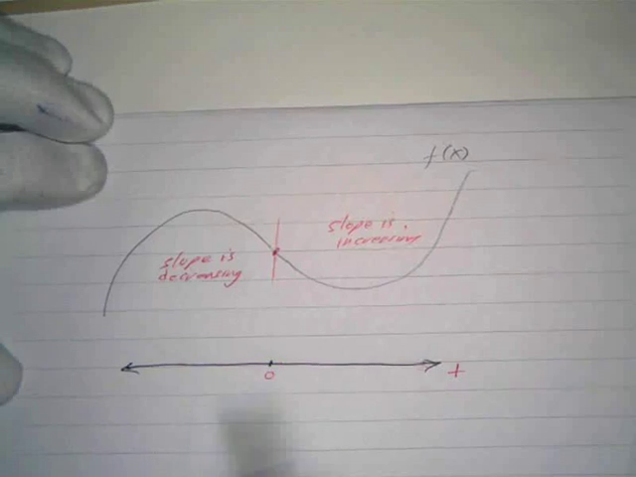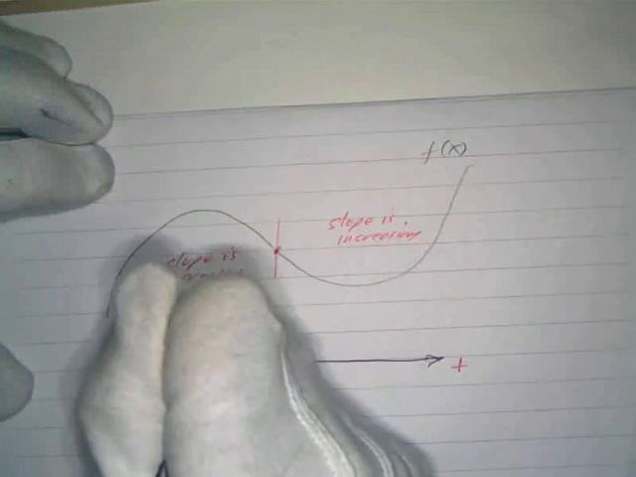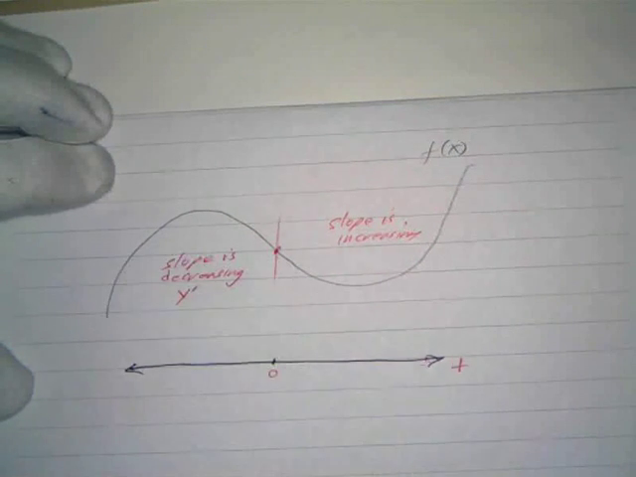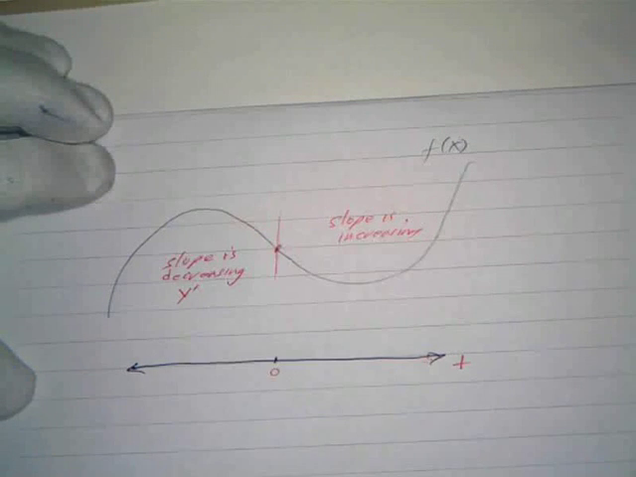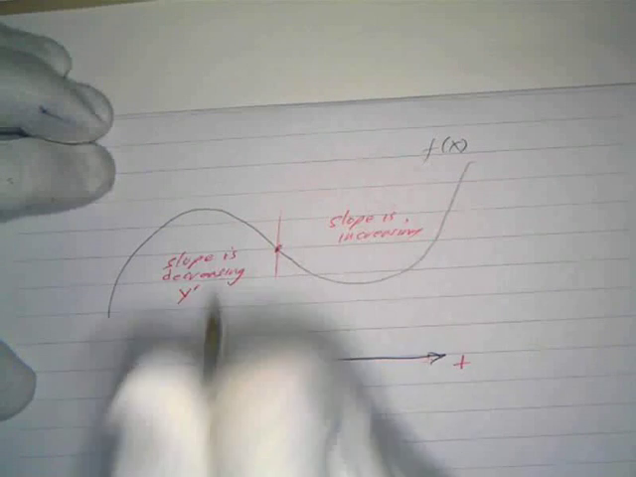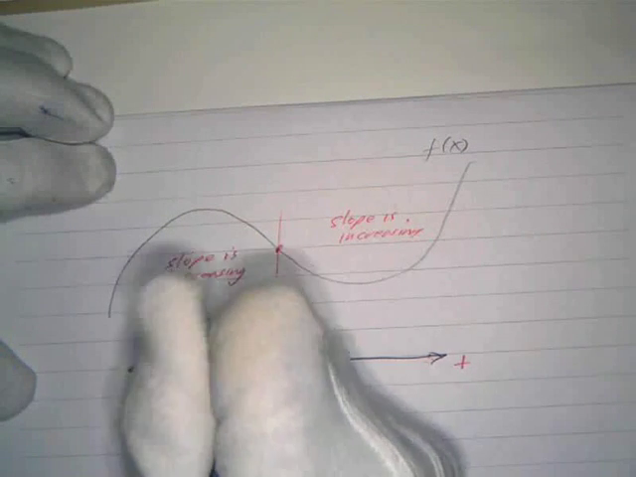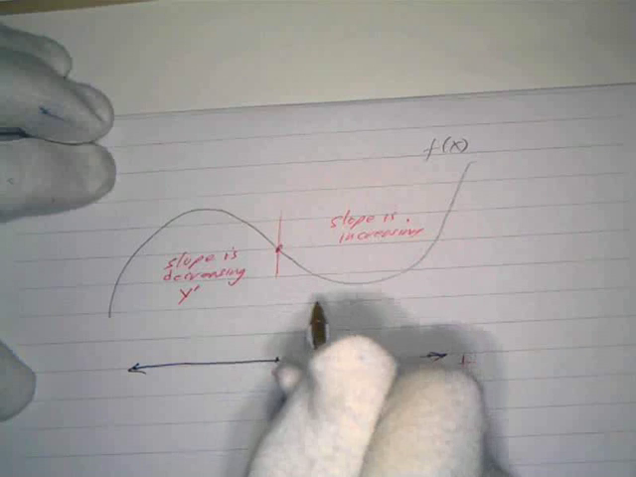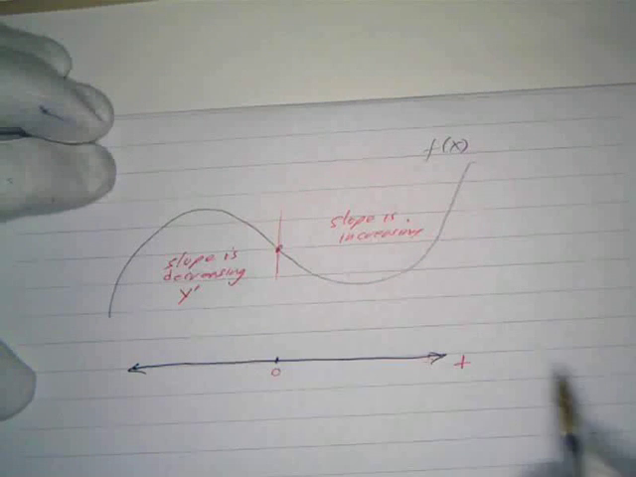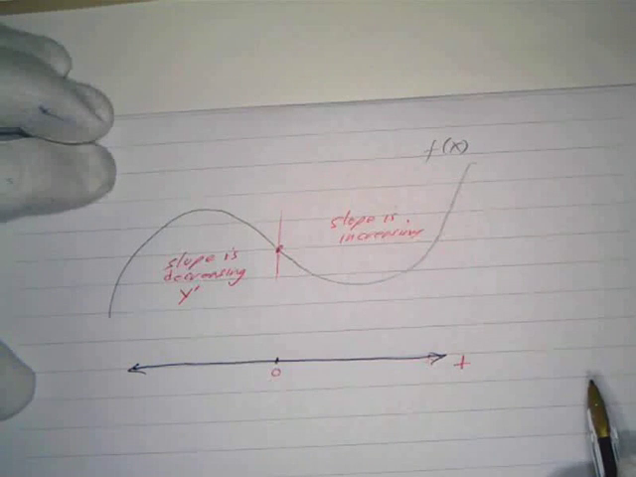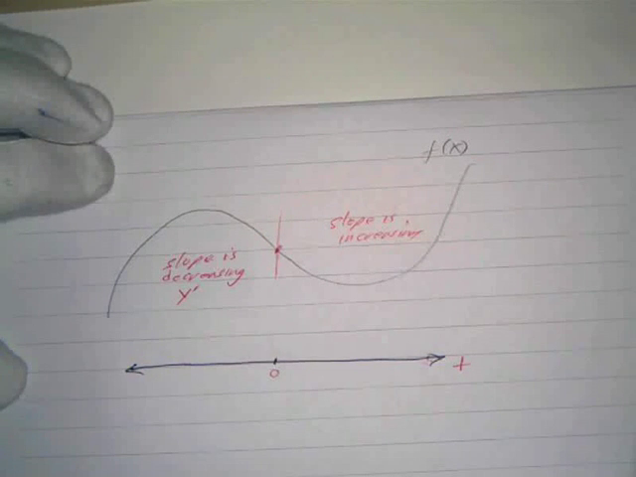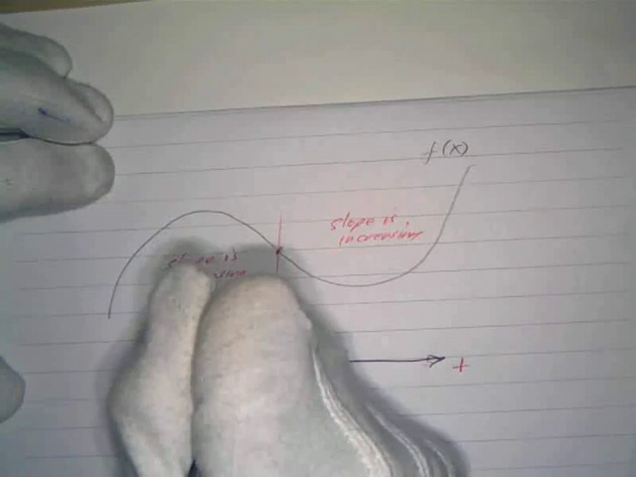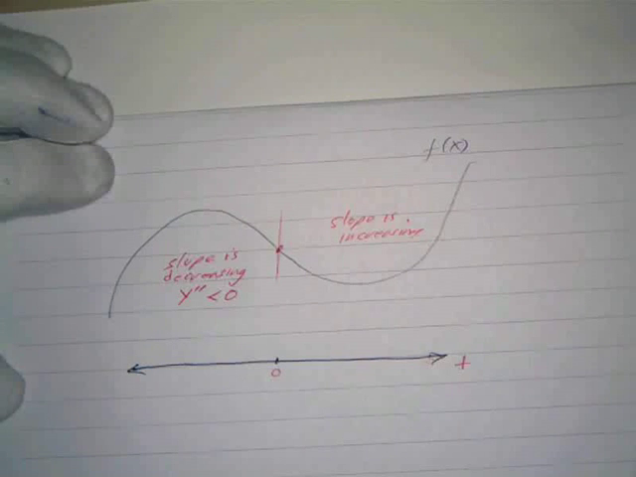Well, when we're talking about the slope, if the slope is y prime, and we're talking about the change of slope decreasing, when the slope is negative, the function is decreasing. All right. So when the slope is negative, the function is decreasing. So when the slope is decreasing, its derivative is negative. So y double prime is negative.